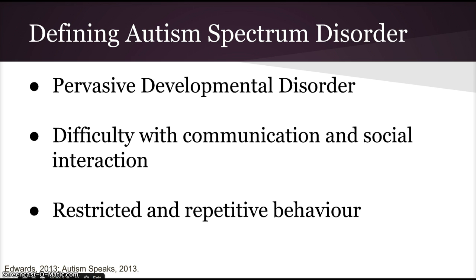First, it is important to understand the definition of ASD. Autism is a pervasive developmental disorder, meaning that it is pervasive across multiple basic functions, namely those dealing with communication and social interaction. Their behaviors are associated with restricted and repetitive behavior.